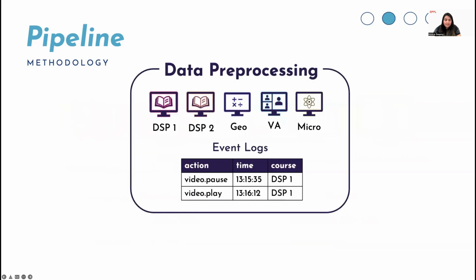In terms of our data, we have click streams of the granularity of when a student pauses and plays a video, what problems they click on, what their submissions are, etc., for each of these 5 courses.